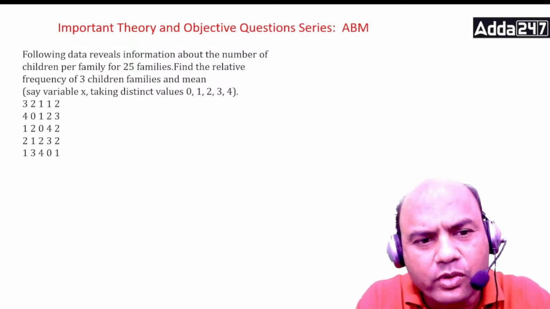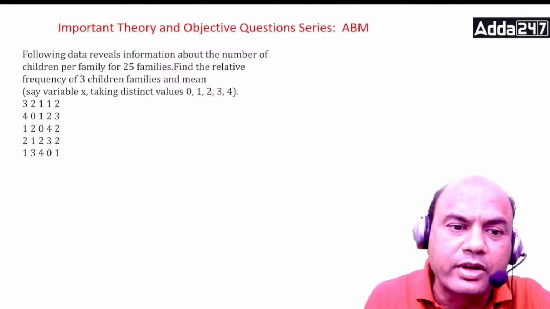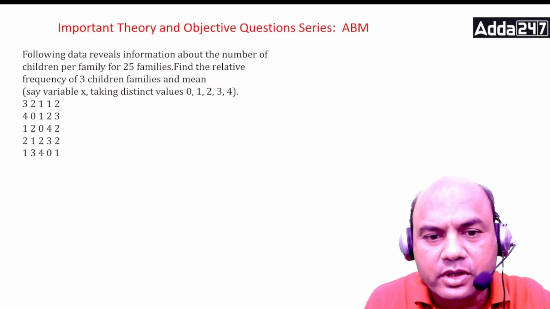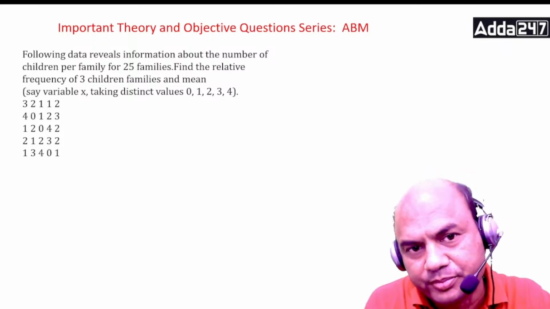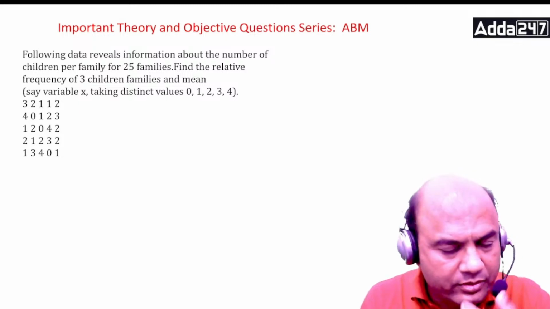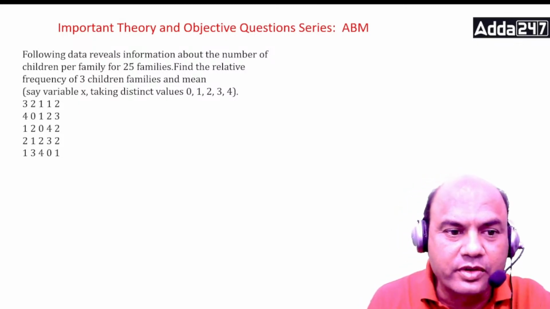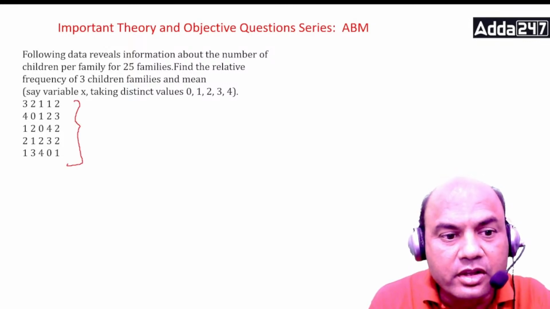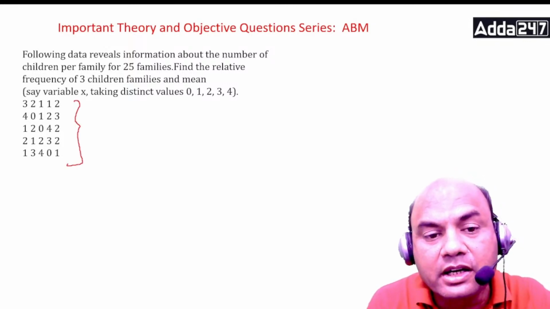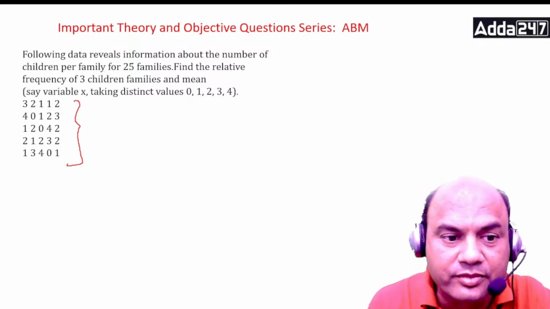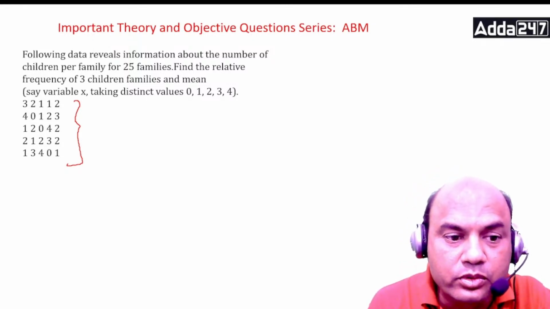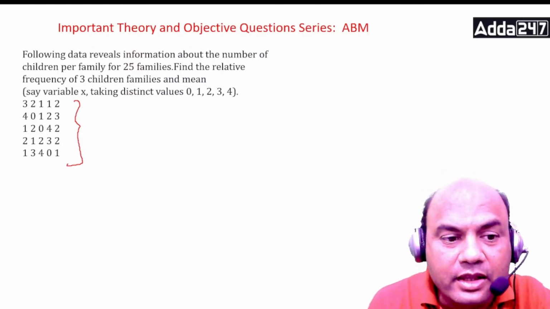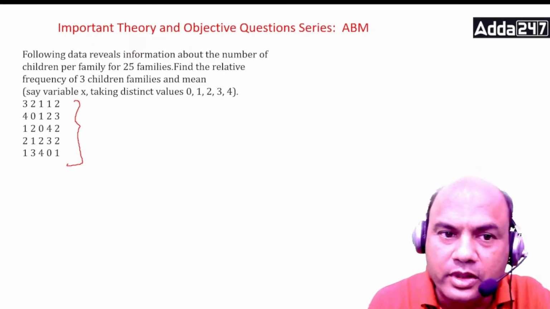First you have to find out what the numbers are. Now see here, luckily it has been given over here: the variable x taking distinct values 0, 1, 2, 3, 4. If this is not given to you, then you'll have to find out from the table what the various distinct values are. That's called as scores. So 0, 1, 2, 3, 4. Do you find 5 over here? No. So everything revolves around 0, 1, 2, 3, 4 only.